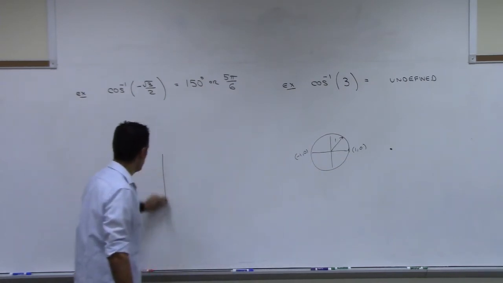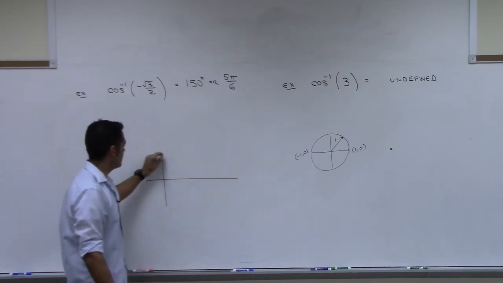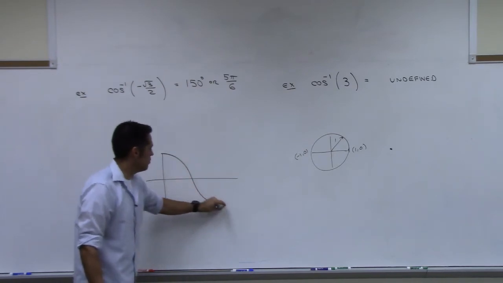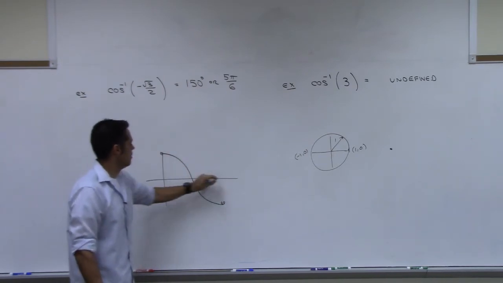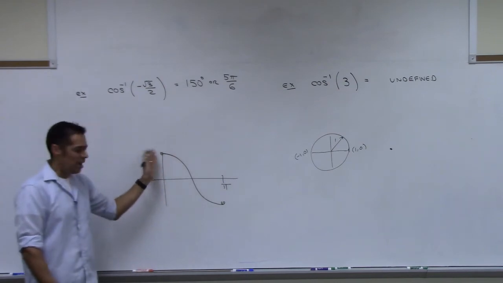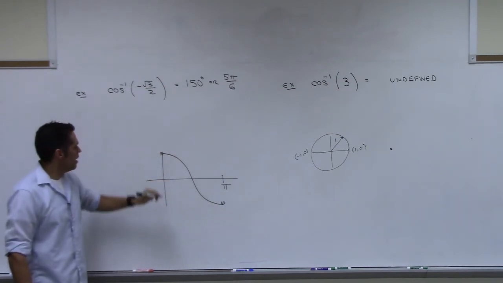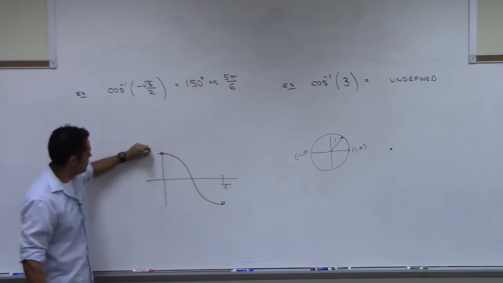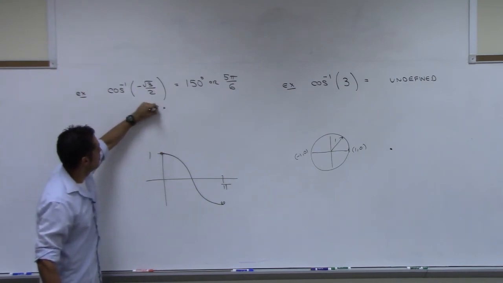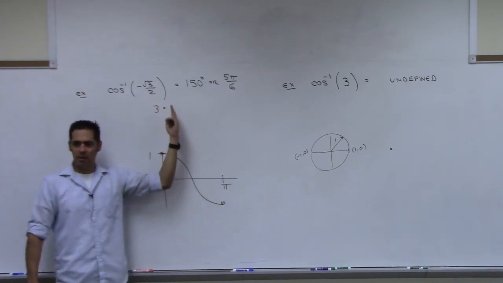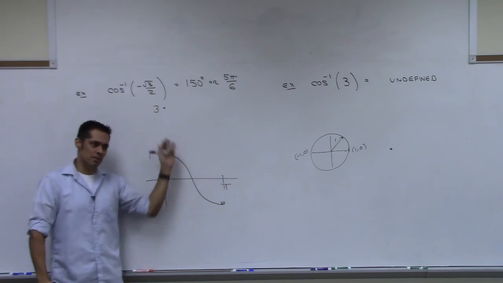If you want another picture, remember we took the cosine function and we cut it off here, right? We took this cut and we were trying to figure out at what angle the value was 3. Remember, this is 1. We were trying to figure out where the value was 3. But this function is never up at 3. It's stuck between negative 1 and 1, so it can't ever be there.